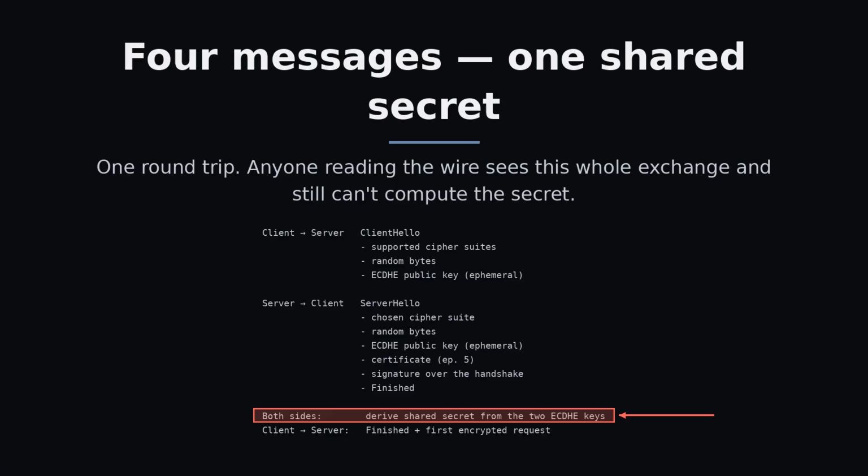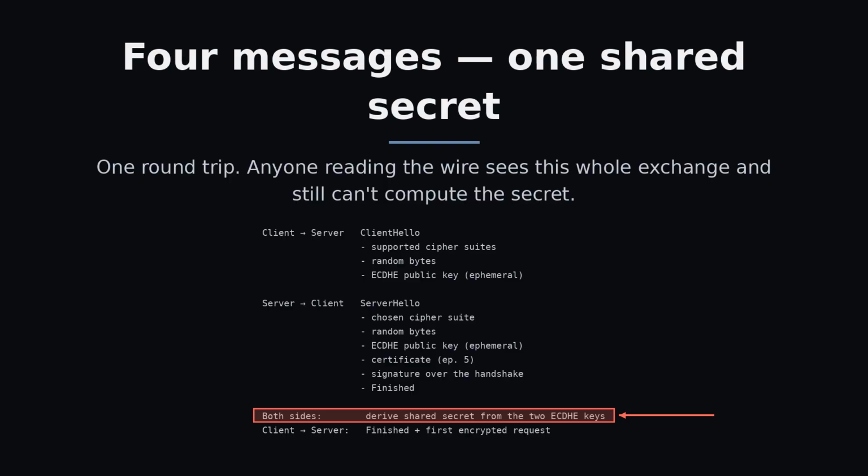Both sides combine the 2 ephemeral public keys into a shared secret using the Diffie-Hellman trick from episode 2. An attacker watching the wire sees both public keys go past, but without either private key, can't compute the shared secret. From that secret, both sides derive symmetric encryption keys, and every byte after this point is encrypted with episode 1's symmetric ciphers.